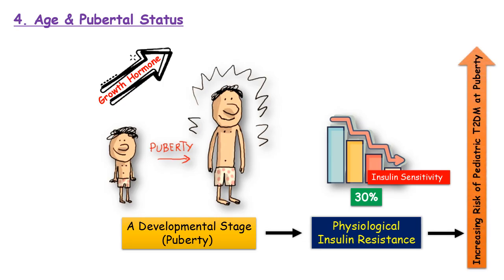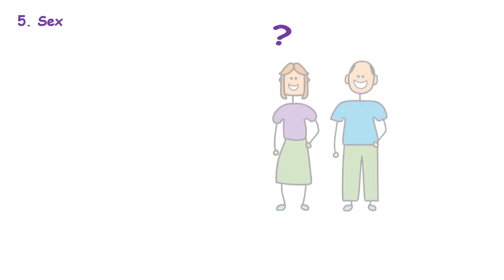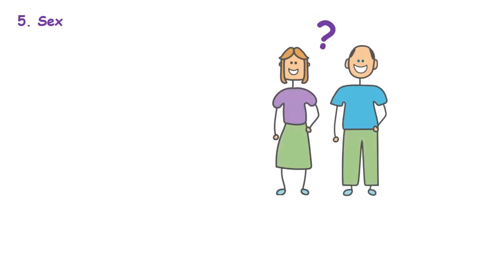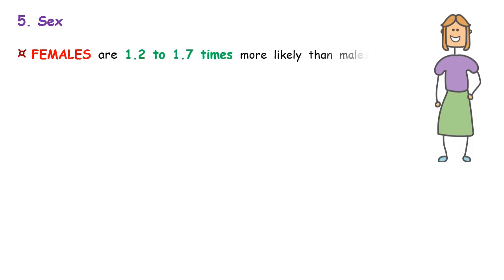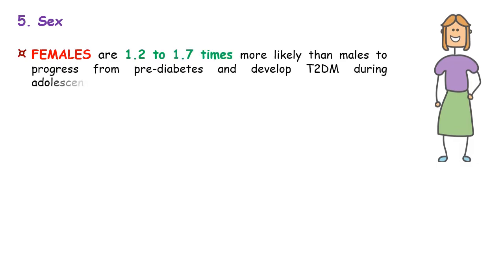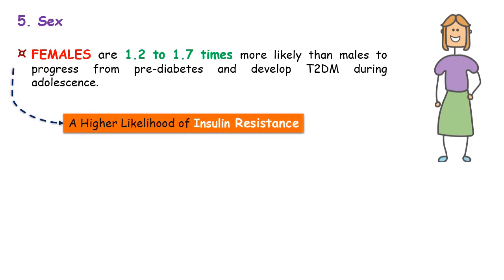This therefore increases the risk of pediatric type 2 diabetes at this stage. Sex is another risk factor for developing type 2 diabetes. Females are 1.2 to 1.7 times more likely than males to progress from prediabetes and develop type 2 diabetes during adolescence. The increased risk of type 2 diabetes in females may be associated with a higher likelihood of insulin resistance, which can be attributed to several factors.